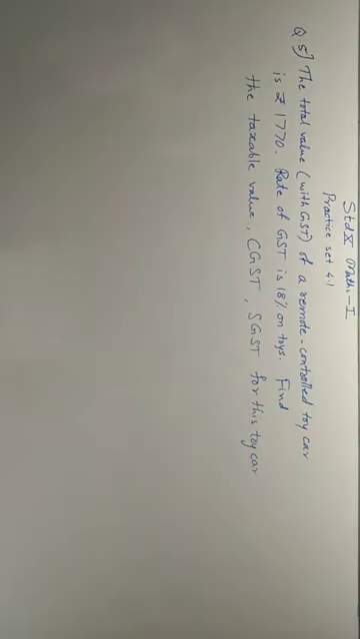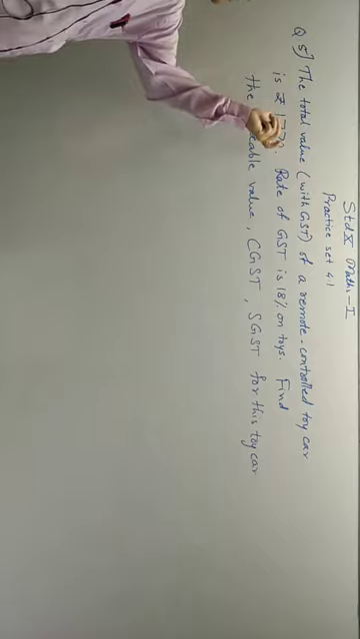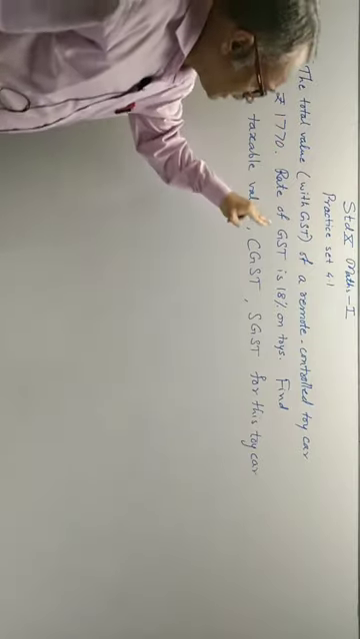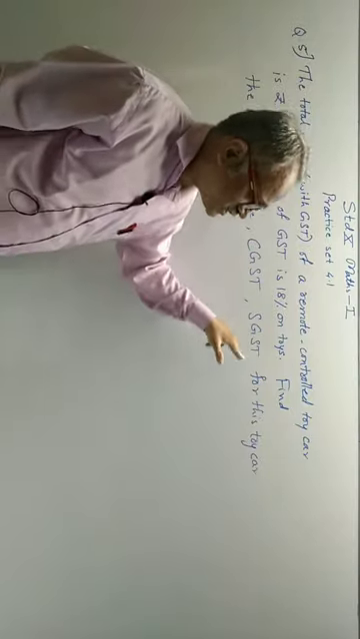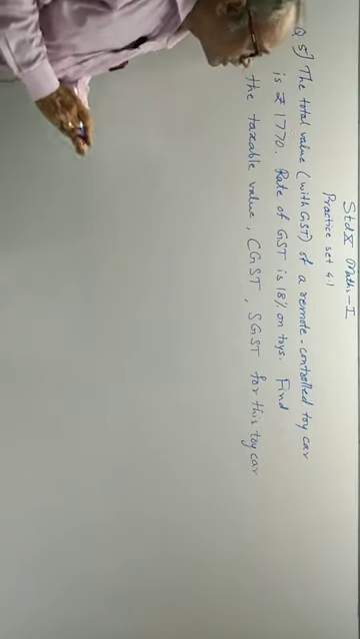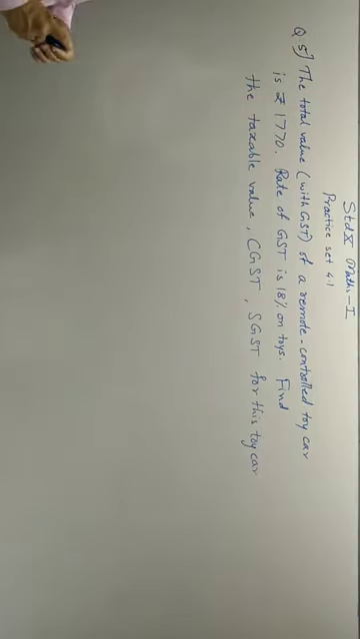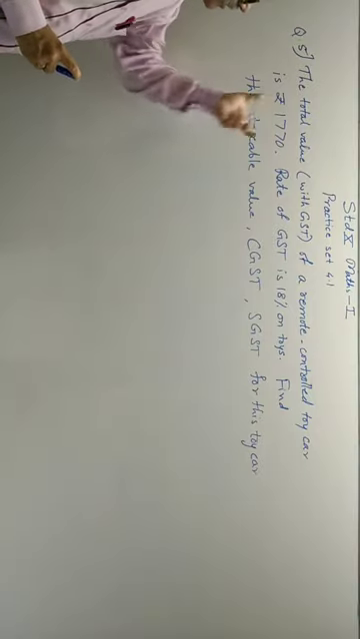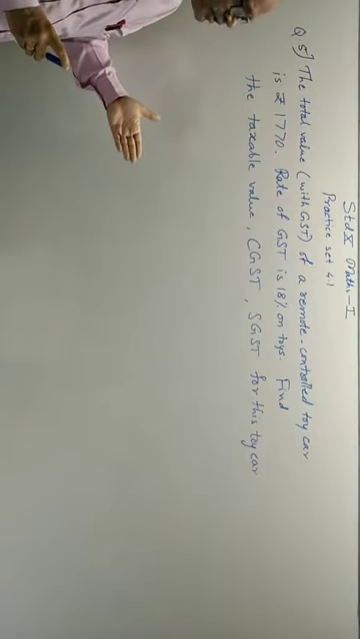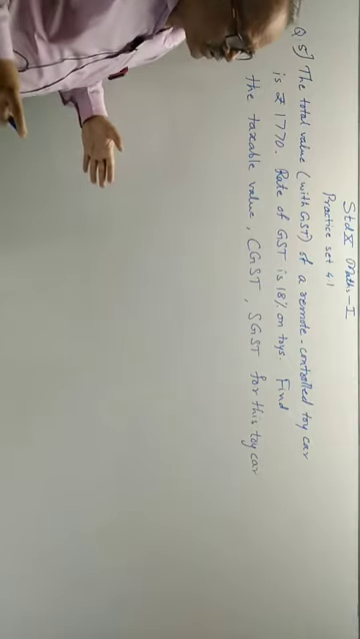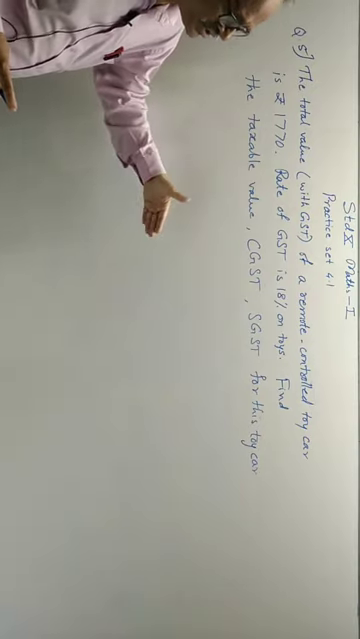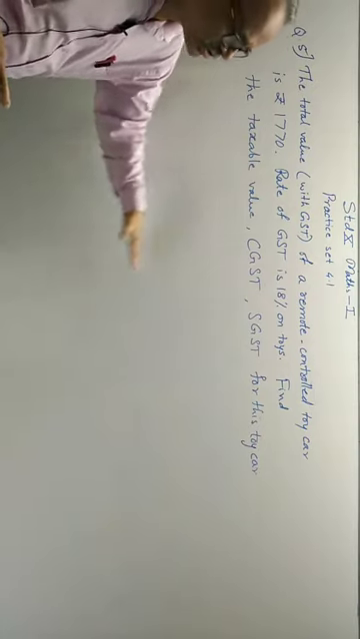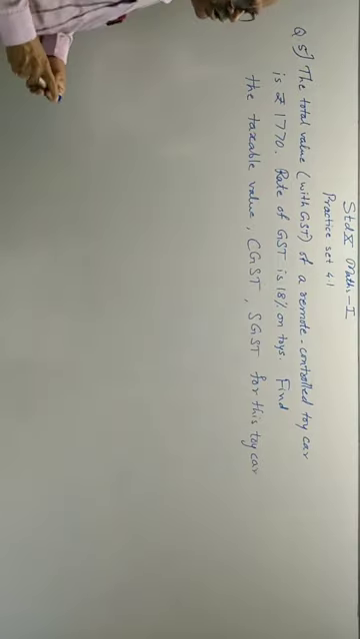The fifth question: total value along with GST of remote control car is rupees 1770, means the customer is purchasing for that. Rate of GST is 18%. Find taxable value, CGST, SGST. If you purchase such a big toy from a big shop, in the receipt they are not giving 1770. Even if you purchase something for 8,000 rupees, on the bill it is written 6,800 plus CGST 600, SGST 600, total 8,000.